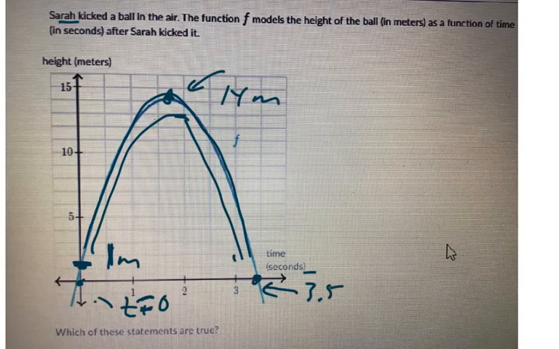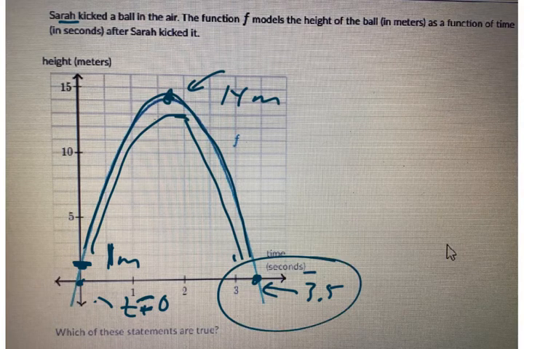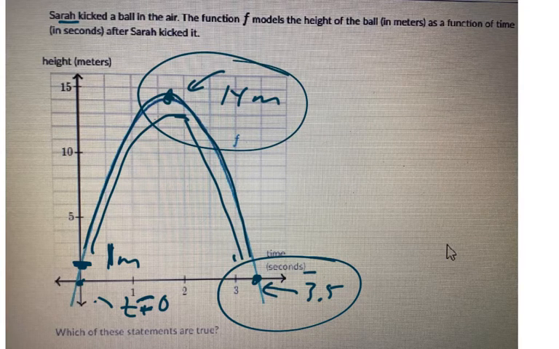Oh, I didn't do the questions by accident. So guys, let me just tell you what choices you would pick. You would pick choices like, Sarah's ball hit the ground at what time? You would say it hit the ground at 3.5 seconds. Get it? What is the highest the ball went? You would say about 14 meters high.